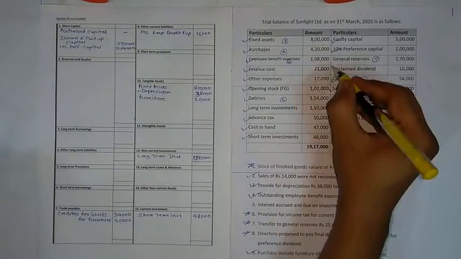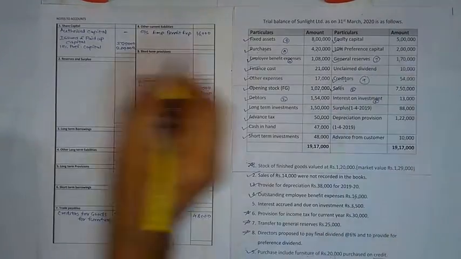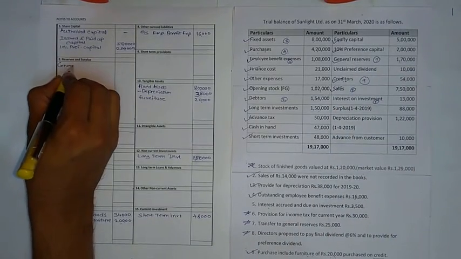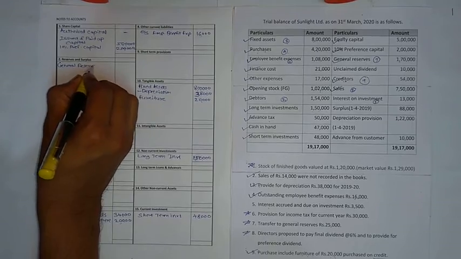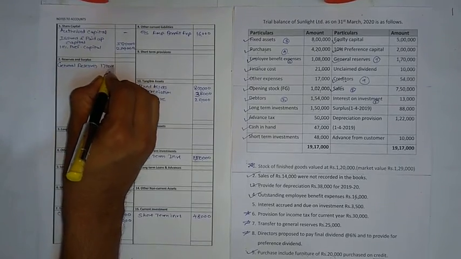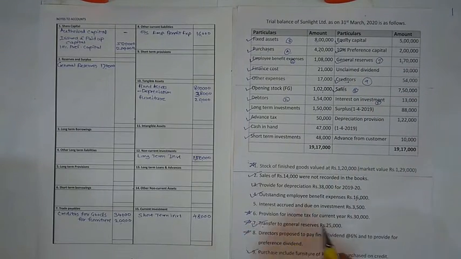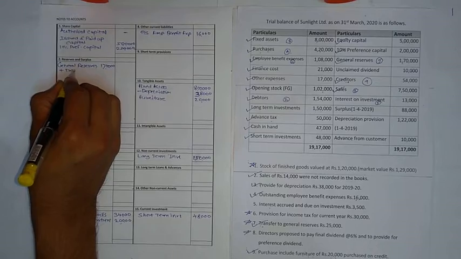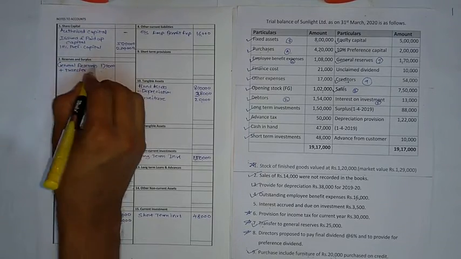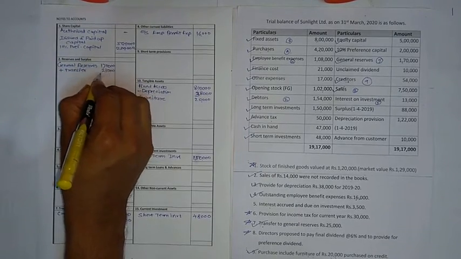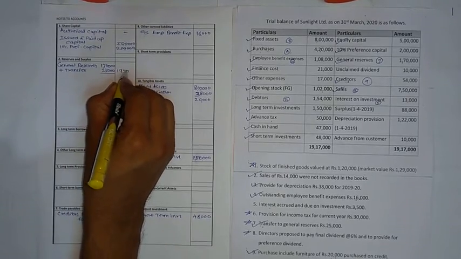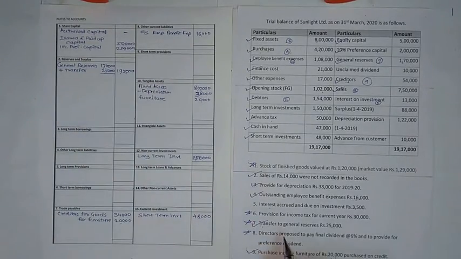Okay, next one is general reserves 1,70,000. And adjustment given number 7 is transfer to general reserves 25,000. Add transfer 25,000. So total will be 1,95,000. Now this transfer has effect in appropriation of profit, that is adjustment of current year profit.